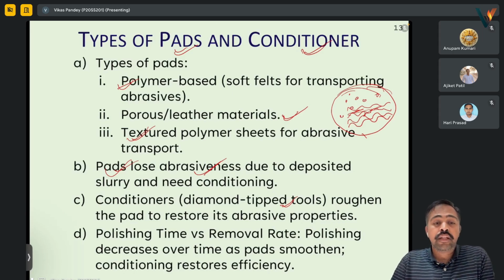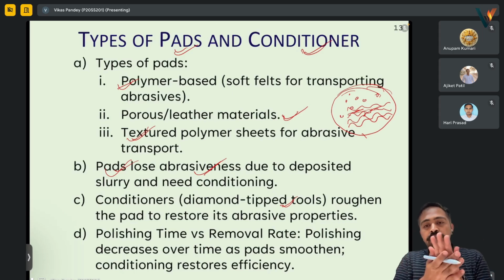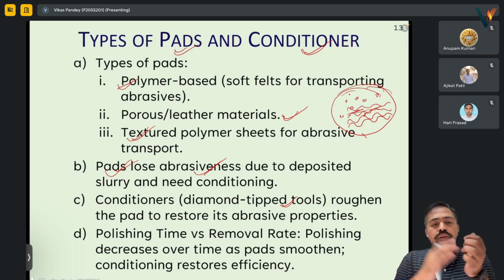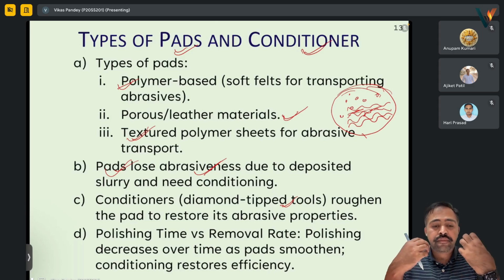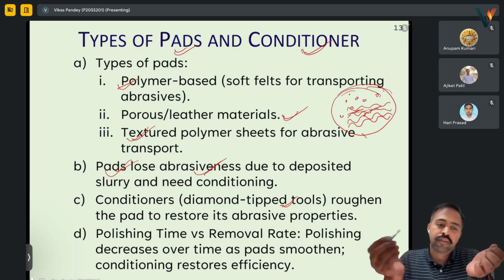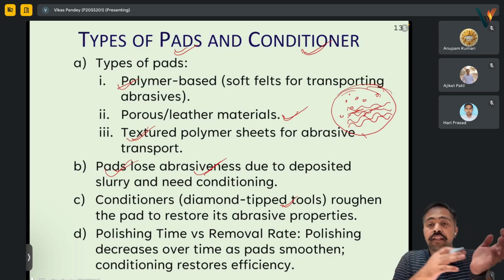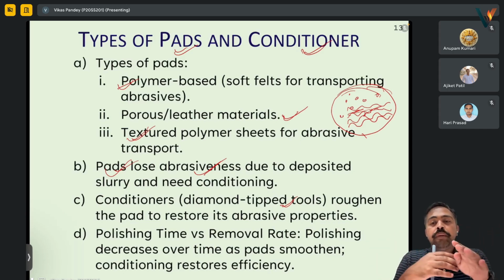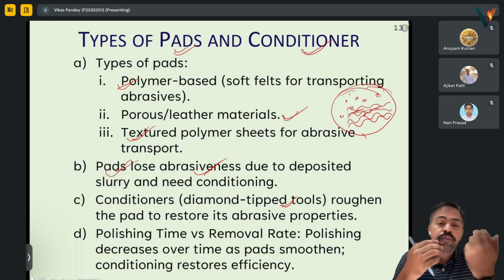Then this polishing will decrease over time. The same pad, if it is a new one, will polish very well. Although we are using the conditioner and maintaining everything regularly, over a period of time these pads will smoothen and will not polish properly. So we will again use the conditioner. But after a period of time, these pads will go bad and we will have to replace them also.